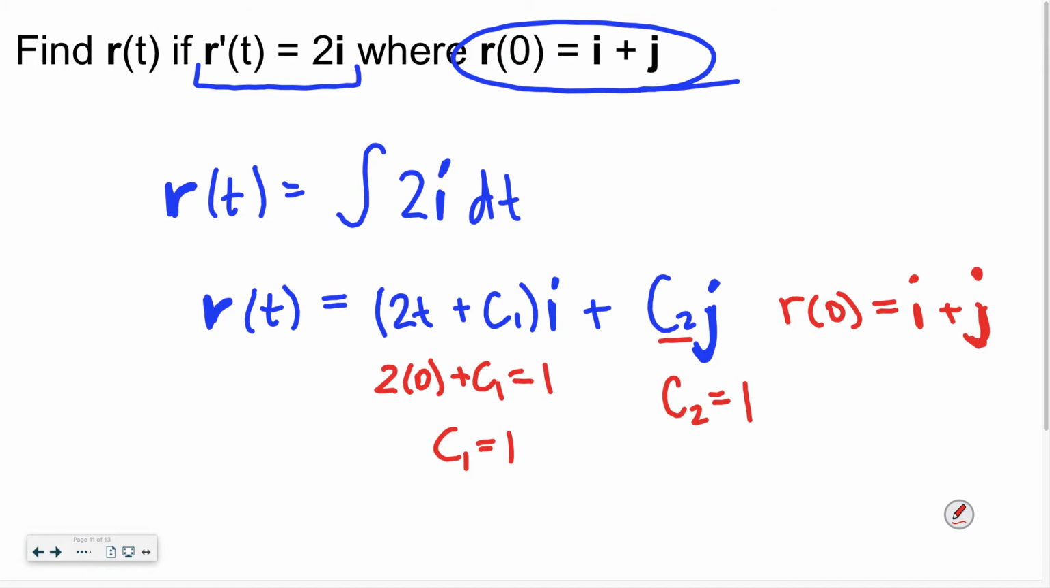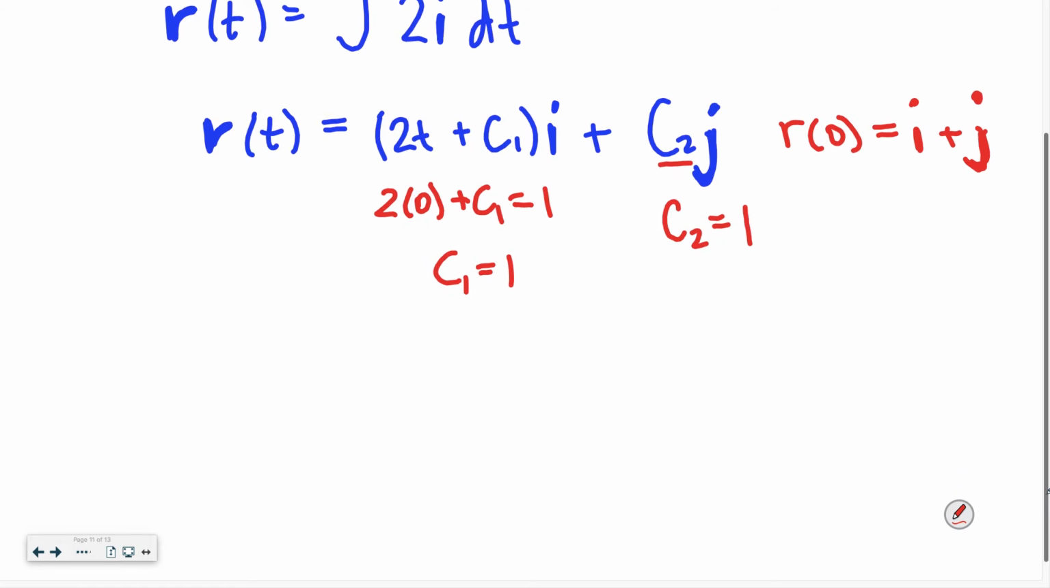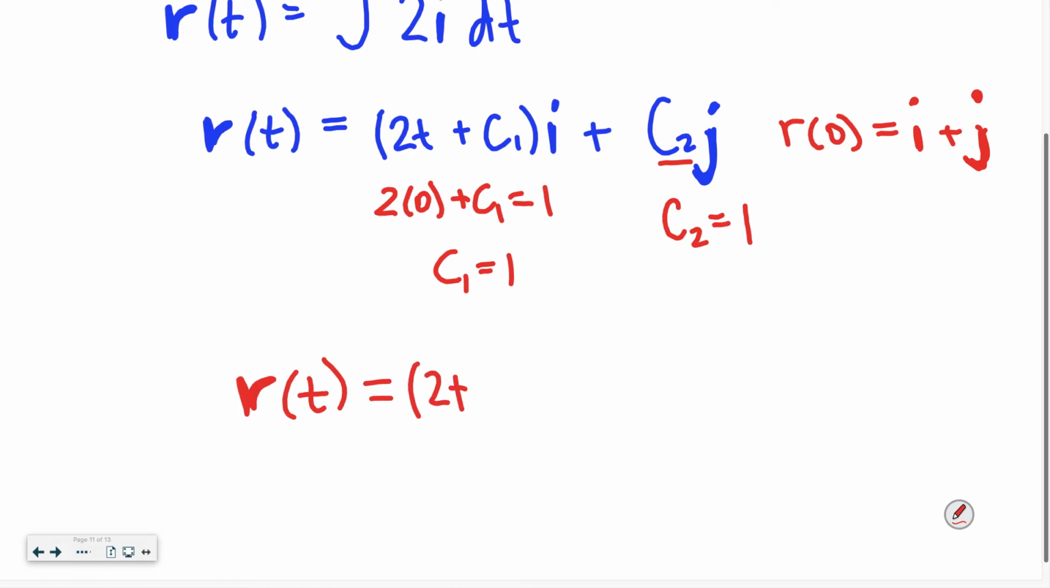Okay. So now we know that r of t is 2t plus 1 i plus j. What happened to c? It's now a number. We found it.